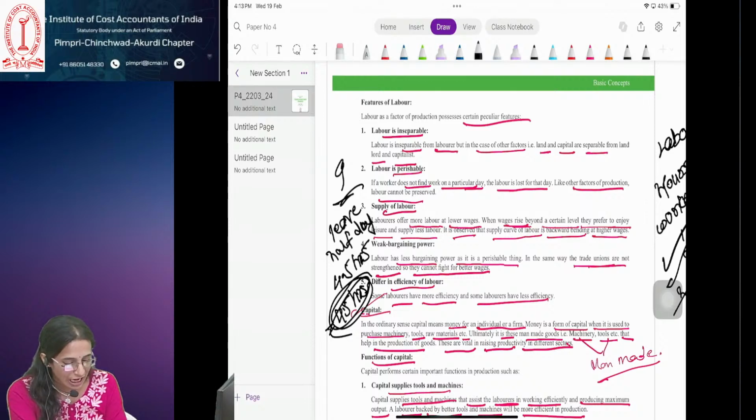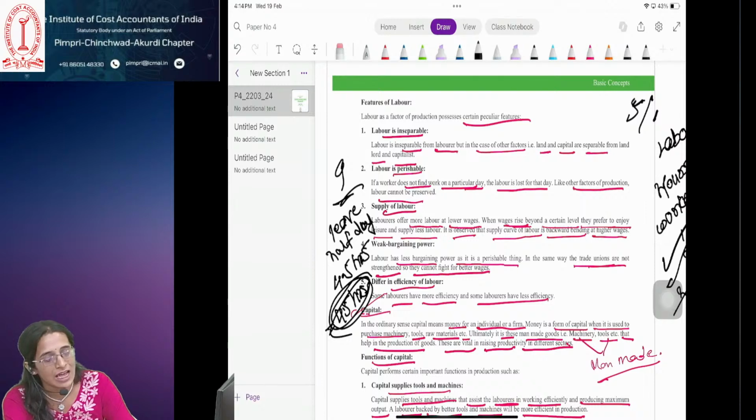It is observed that the supply curve of labor is backward bending at higher wages. Right. Now what do we know? Weak bargaining power. Does a laborer have much bargaining power? In an organization, if you go and join and they give you a 5% increment, do you have the bargaining power to say, no, I want a 10% increment or I want a 7% increment? Do you have that power? No. So mostly the laborer has weak bargaining power.